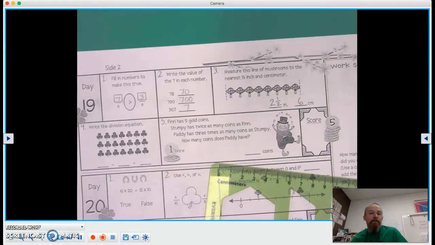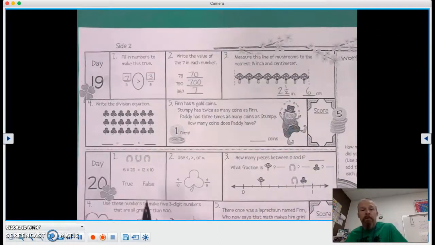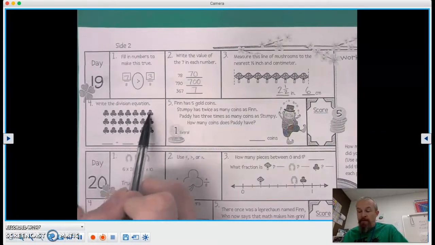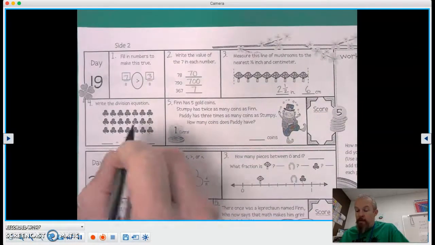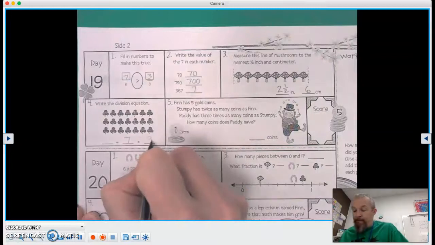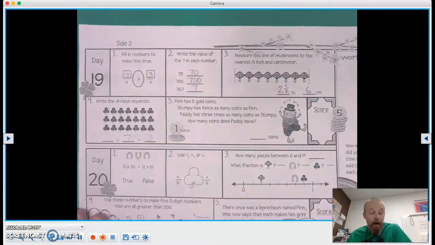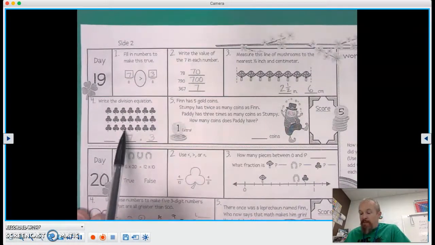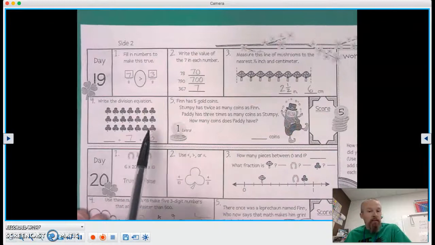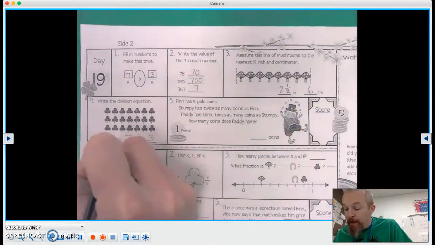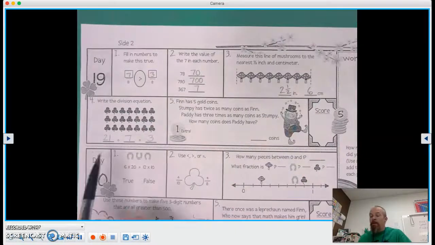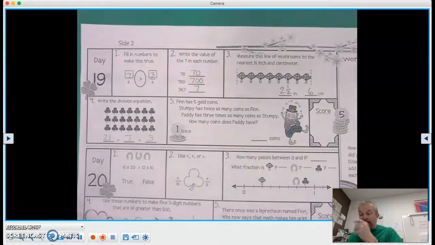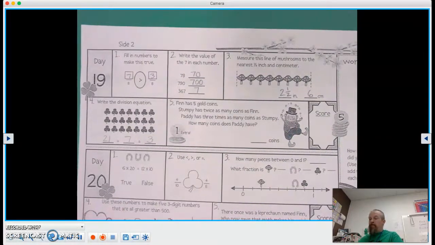Okay, number 4, write the division equation. Okay, well, there's 1, 2, 3, 4, 5, 6, 7. And there's 1, 2, 3. So total, I would have what? Yeah, 3, 6, 9, 12, 15, 18, 21. You can do it that way, right? That's what we got that song for. So 21 divided by 7 is 3, or 21 divided by 3 is also 7. So either way, these two could be flipped around there, okay?